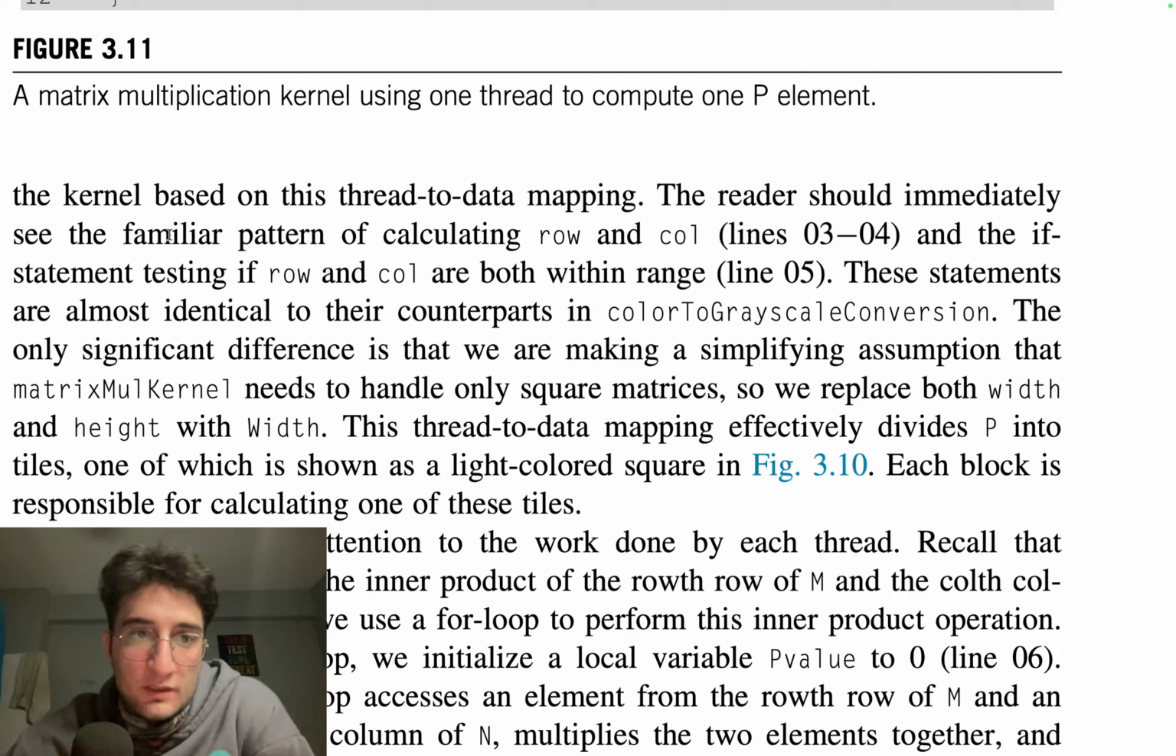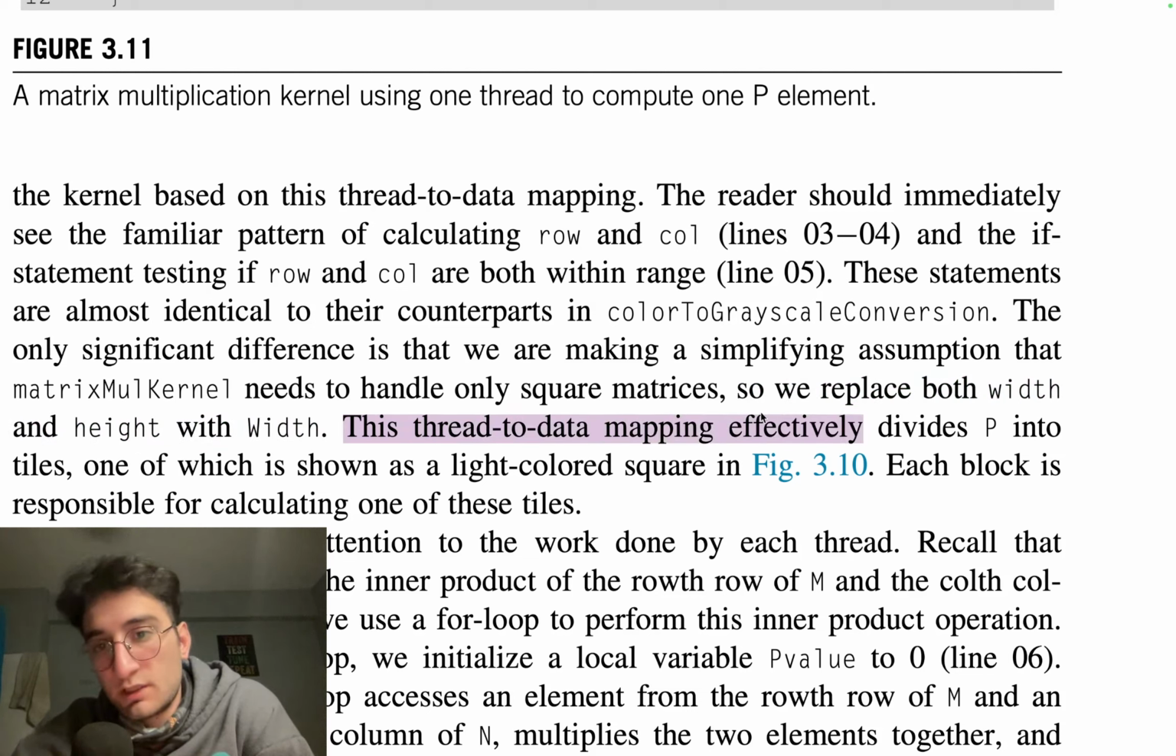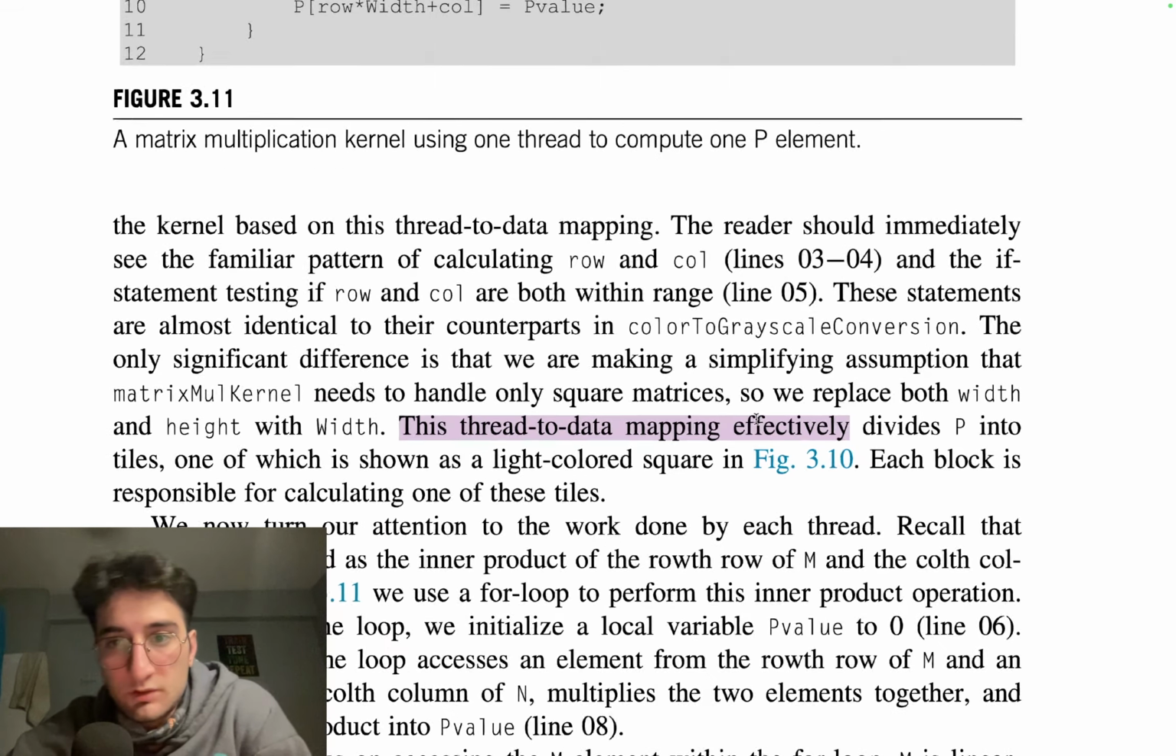So the reader should immediately see the familiar pattern of calculating row and col and the if statement testing if row and col are within range. Okay, I'm definitely familiar with these things. These statements are almost identical to their counterparts in color to grayscale conversion. The only significant difference is that we are making a simplifying assumption that the matrix multiplication kernel needs to handle only square matrices. So we replace both width and height with width. This thread to data mapping effectively divides P into tiles, one of which is shown as a light colored square in figure 3.10.